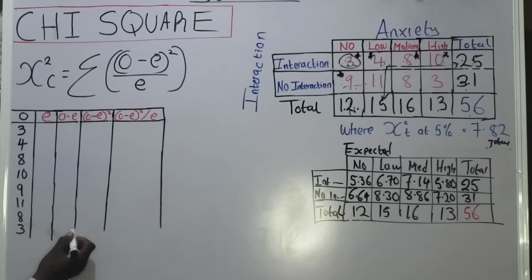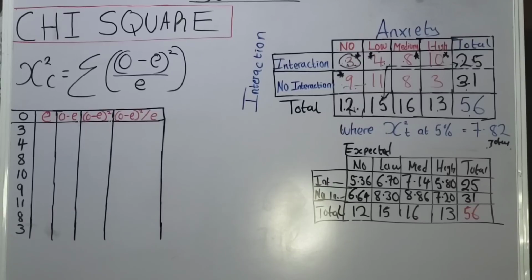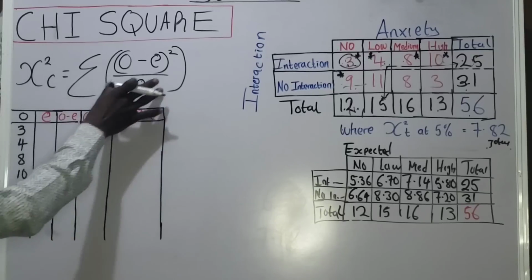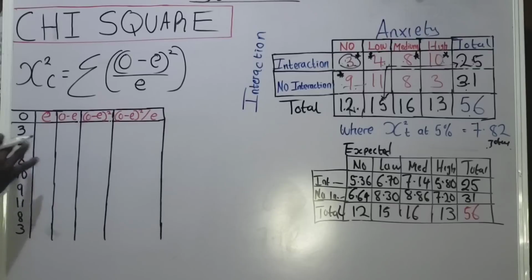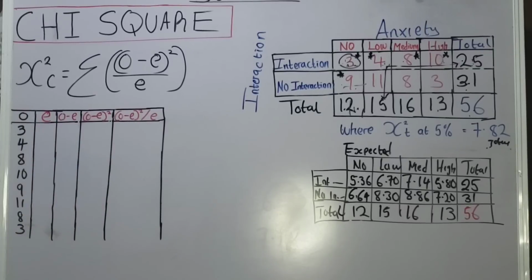Do you understand what I'm doing? I need to calculate the calculated chi-squared so as to do the hypothesis testing, and that is why I have this table. This is the formula for calculated chi-squared, so I need all these values. I've already filled in the observed values.